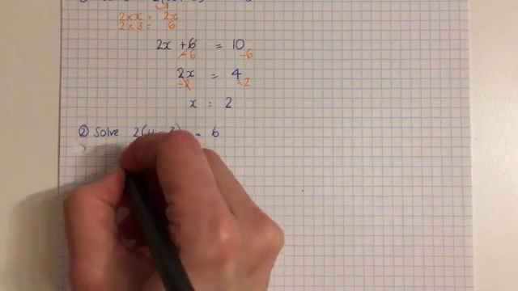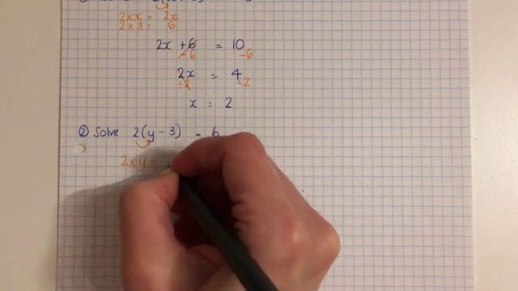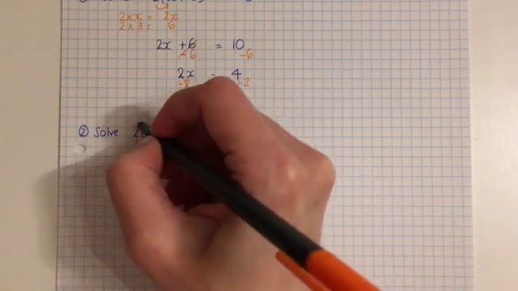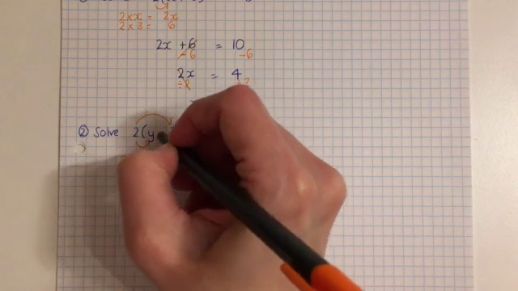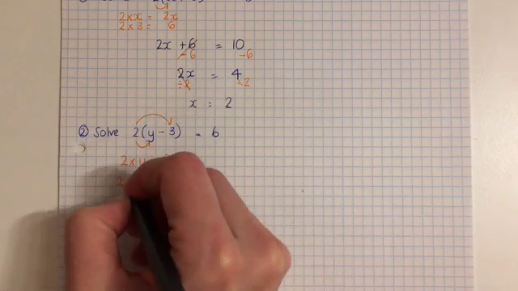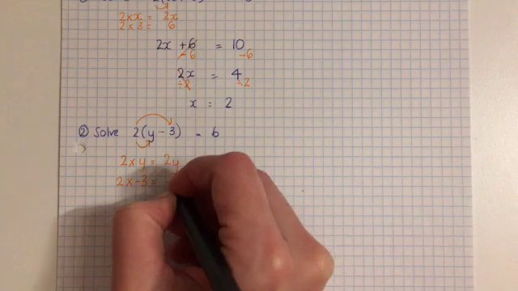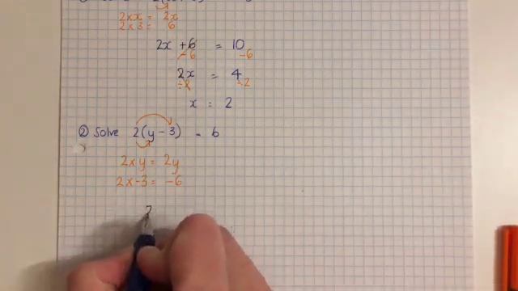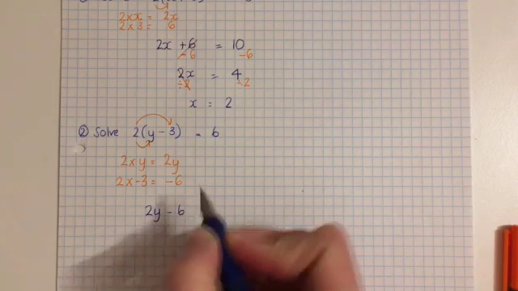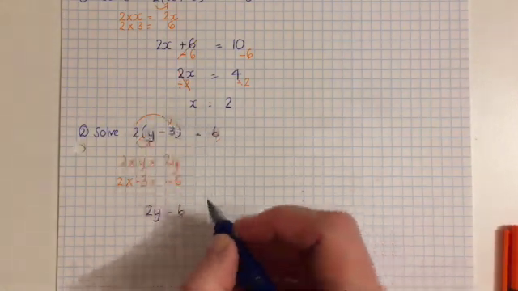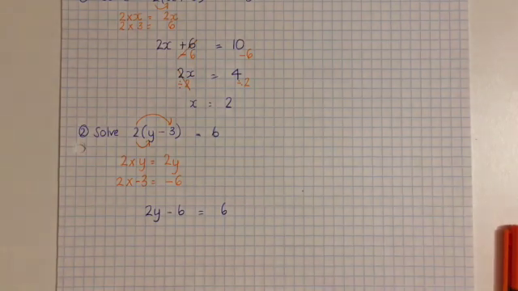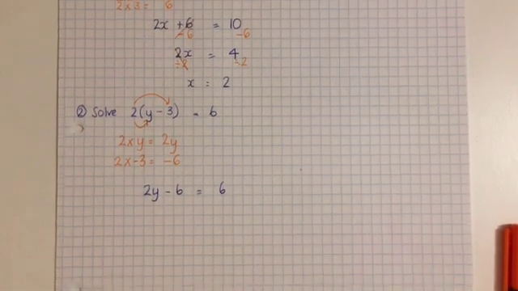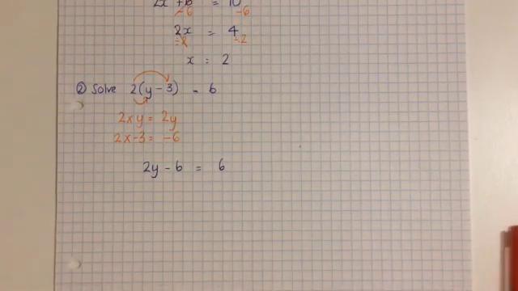I'm going to do 2 times y. And that gives me 2y. This time I've got 2 times negative 3. So 2 times negative 3 is negative 6. Okay. So what we've got this time is 2y take away 6, because this is the answer to our bracket, equals 6.